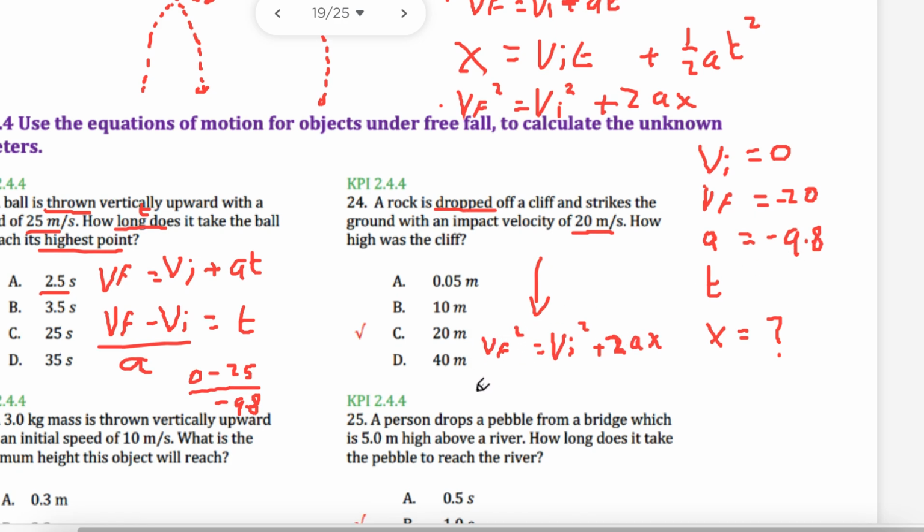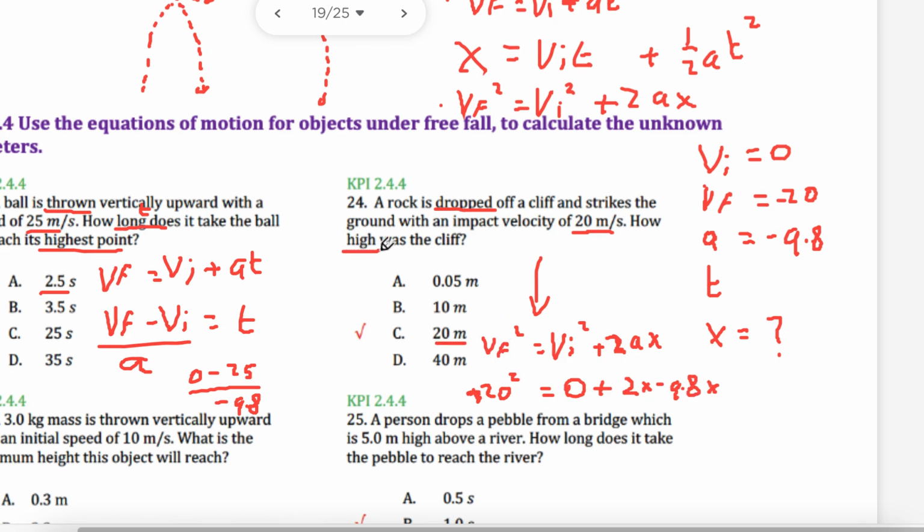Vf squared is minus 20 squared. Now, if you were to do minus 20 squared, you would get an error. Minus times a minus becomes a plus, so actually you can cancel that minus out anyway. Equals Vi squared, which is just going to be 0. Plus 2 times negative 9.8 times x. I'll leave it as 9.8x. Now, you can put this in your calculator to shift solve. You will get an answer of 20 meters.